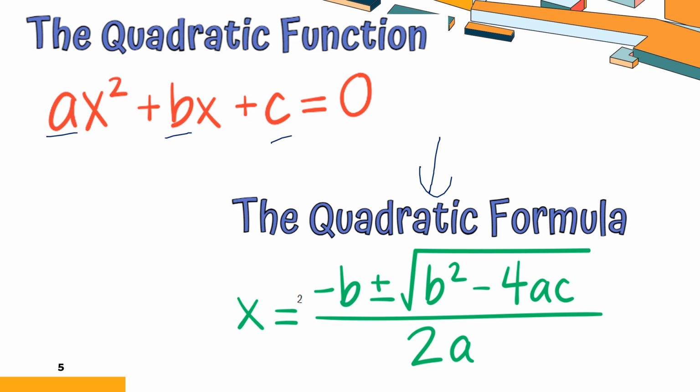So the quadratic formula is derived from the quadratic function. Once again, that's something you'll do in Algebra 2. You'll do this thing called completing the square, and when you complete the square, you derive the quadratic formula.